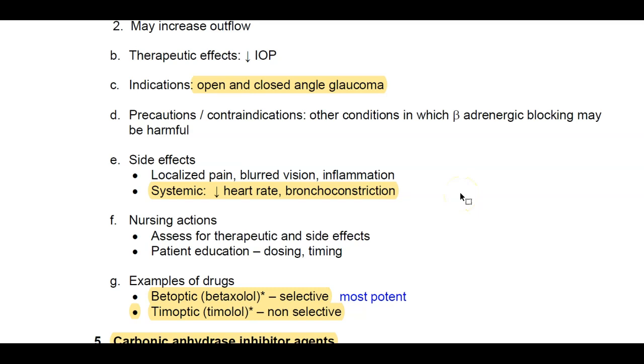Examples of drugs under this class, you have your selective, which is your betaxolol. So this is the most potent of these two drugs that you have to remember. And you also have the non-selective, which is your timolol. So as you notice, they end in -olol. So that to you is a clue that these are beta blockers. So again, the most potent of these two is your betaxolol.